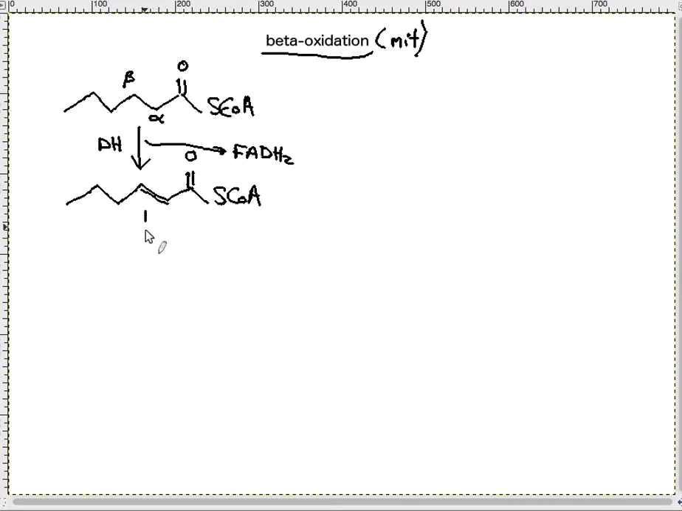Okay, the next step hydrates that double bond. Hopefully you remember from Orgo-1 or Orgo-2 these hydration reactions. It's an addition reaction to an alkene. So we're adding an H and an OH to this double bond, and this is catalyzed by hydratase.